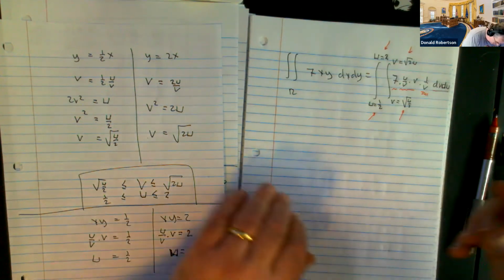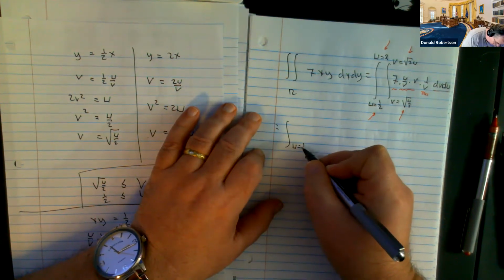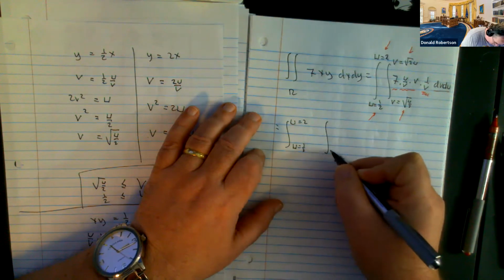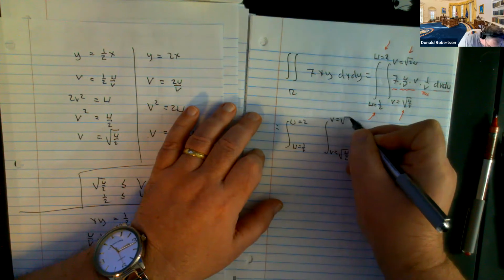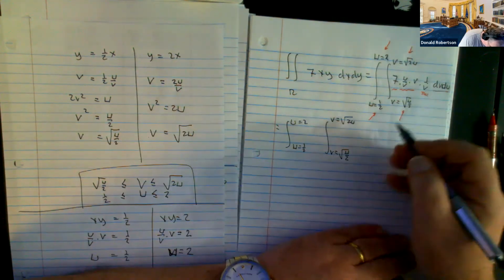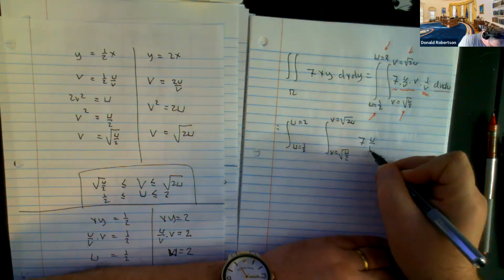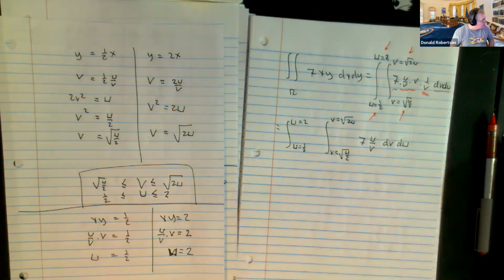So if I tidy it up just a little bit, it's going to be the integral from u equals 1/2 to u equals 2, and then from v equals this square root to v equals that one. Cancel, what have we got? 7u over v dv du. Are we good with that? Any questions so far?